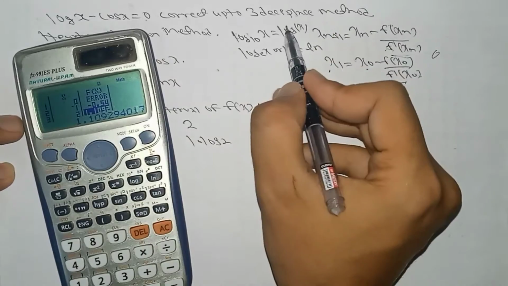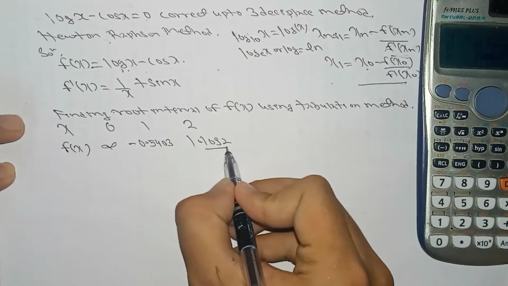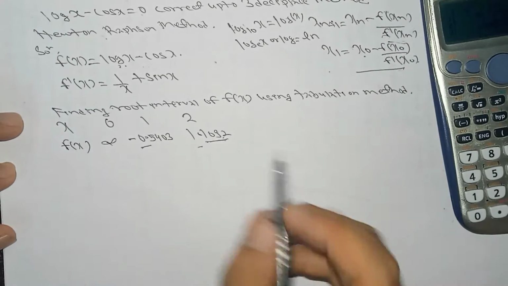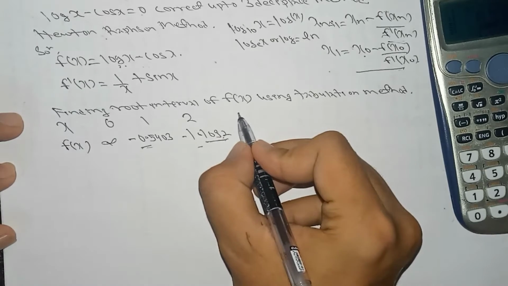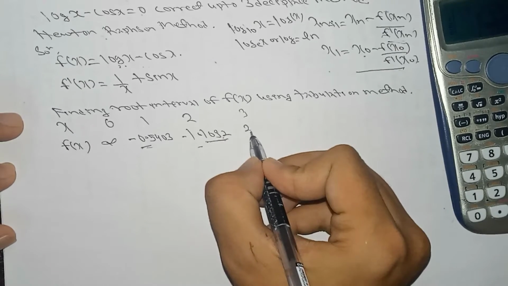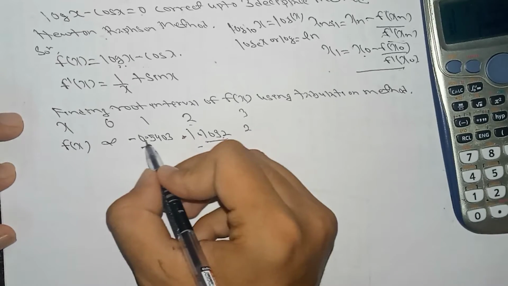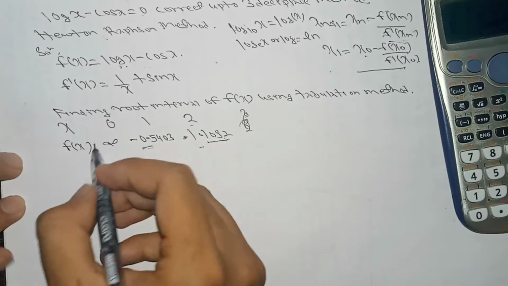As the question asks for 3 decimal places, we have written up to 4 places. So the root interval lies between 1 and 2, as here is the sign change. Suppose we had a minus sign again at x equal to 3, then we would have written 2, 3. But here we have the sign change between 1 and 2, so we have written this interval.